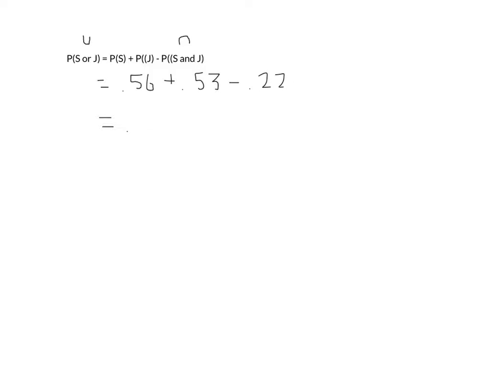So the probability that the person selected is a student or has a job is equivalent to 0.87. You'll also notice that it's the sum of the probabilities within the circles in our Venn diagram.